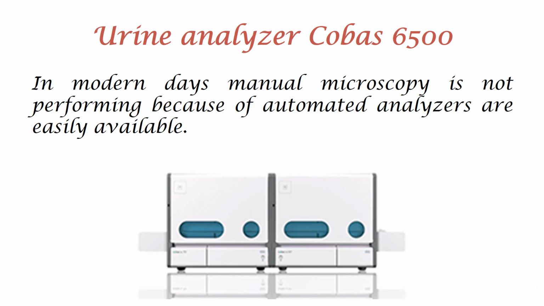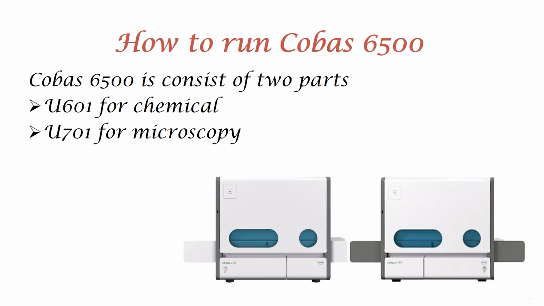Urine analyzer cobas 6500. In modern days, manual microscopy is not performed because automatic analyzers are easily available. How to run cobas 6500? Cobas 6500 consists of two parts: U601 for chemical analysis and U701 for microscopy.